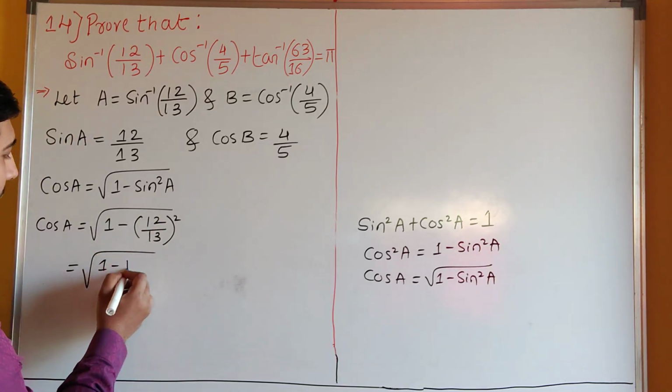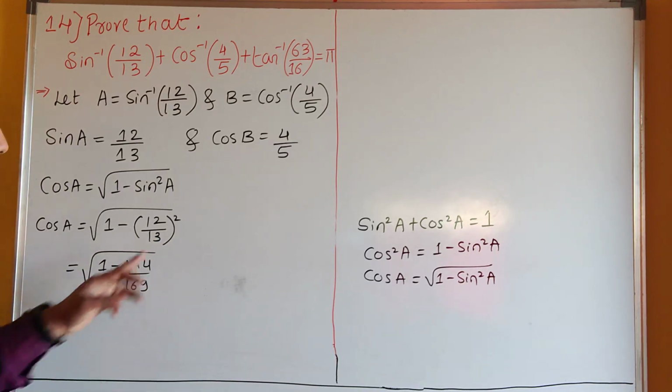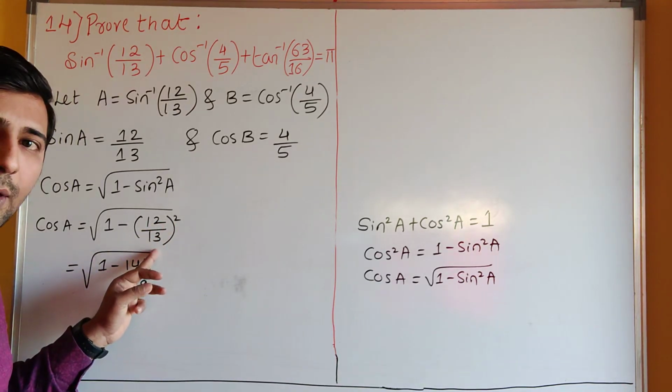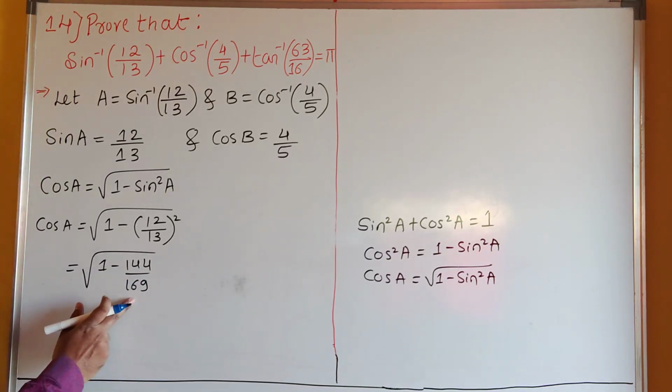12 square is how much? 144. 13 square is how much? 169. Square applies to 12 also, 13 also. 12 square is 144, 13 square is 169. Now cross multiply.